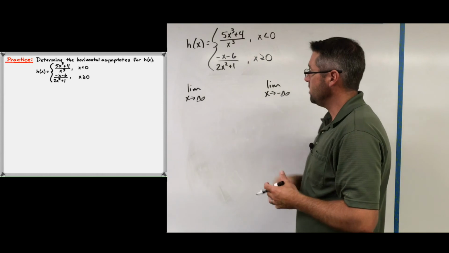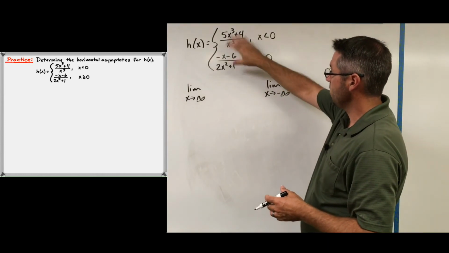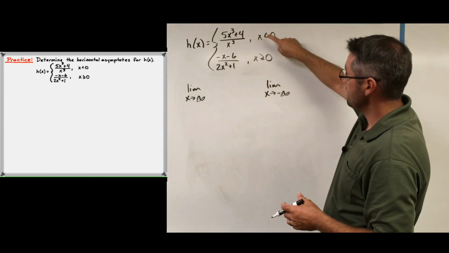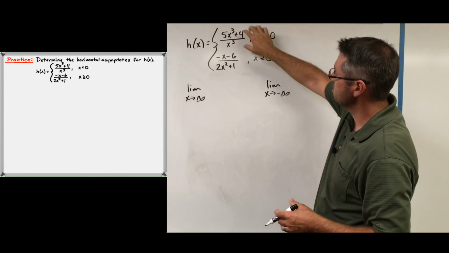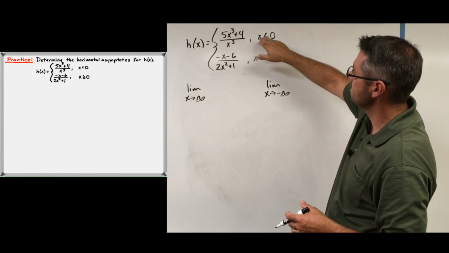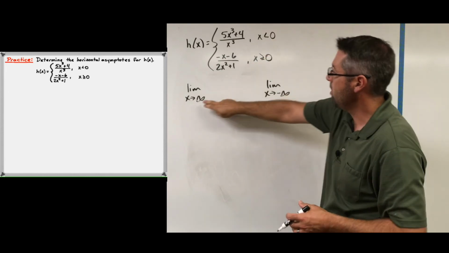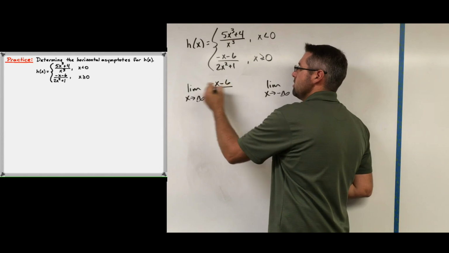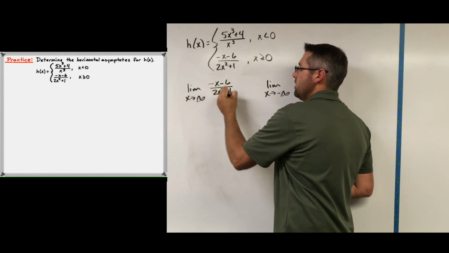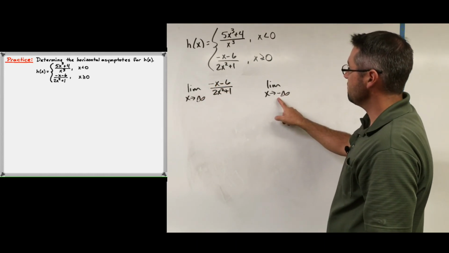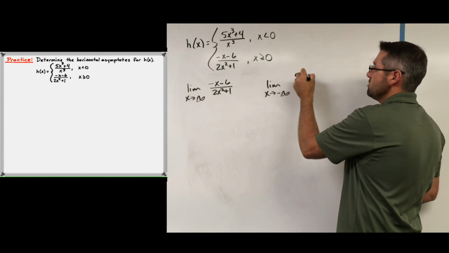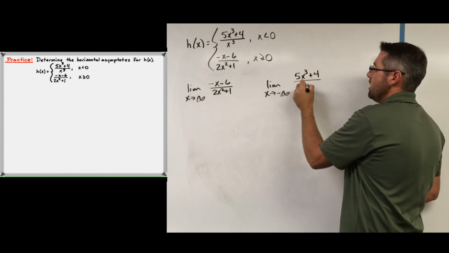I didn't put an argument in here because I want to figure out which one I'm going to use. I don't want to use both necessarily. For the limit as x approaches infinity, I wouldn't use this top part because this domain is negative numbers. I want positive infinity, so I'm going to use this bottom one, negative x minus 6 over 2x squared plus 1. For negative infinity, I am going to use the top one because that's dealing with the negative interval. So it's 5x cubed plus 4 over x cubed.